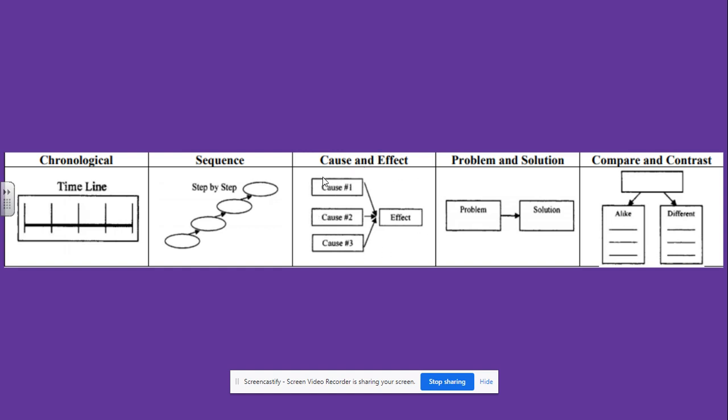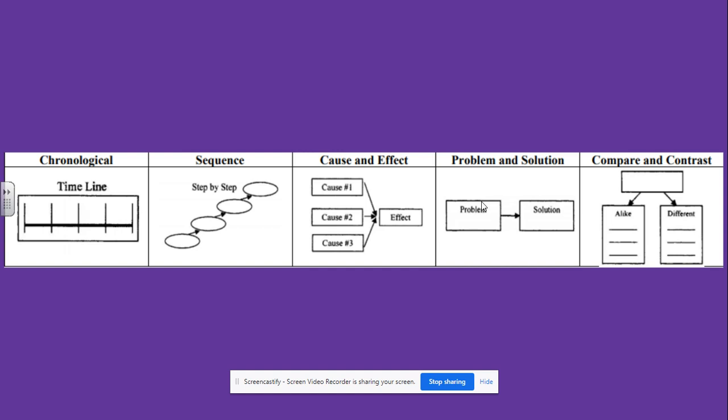Cause and effect. Something happens that makes something else happen. Sometimes there's multiple causes for one effect. Sometimes there might be one cause and multiple effects. These boxes can shift.